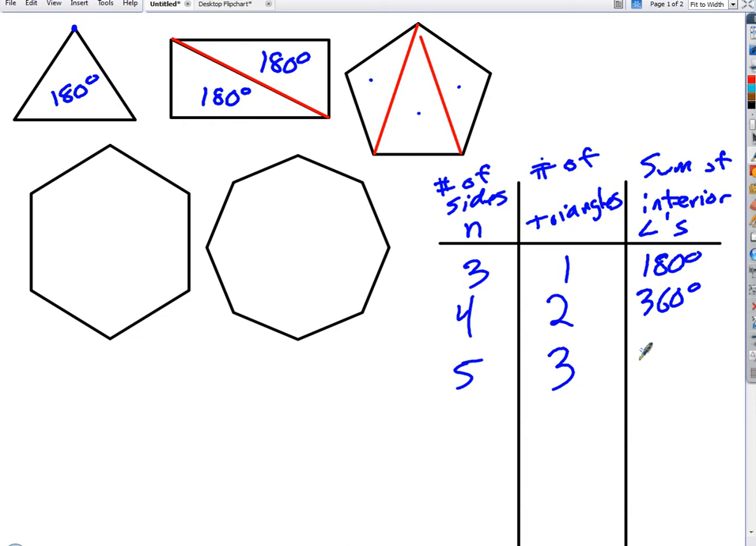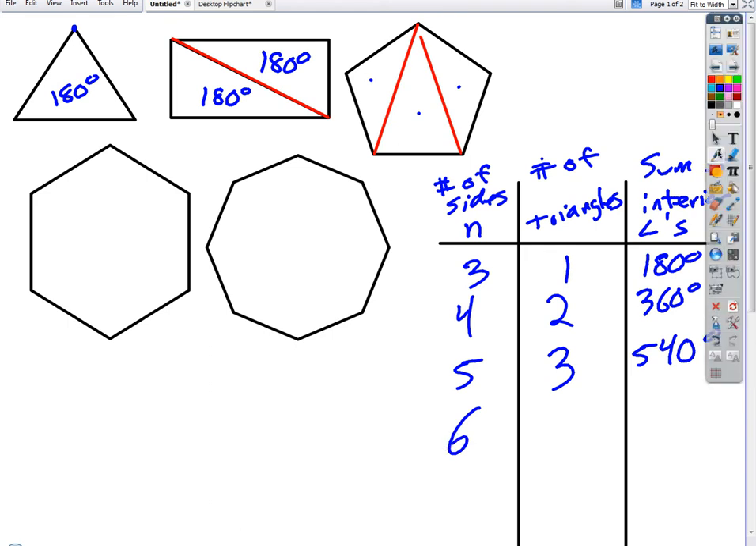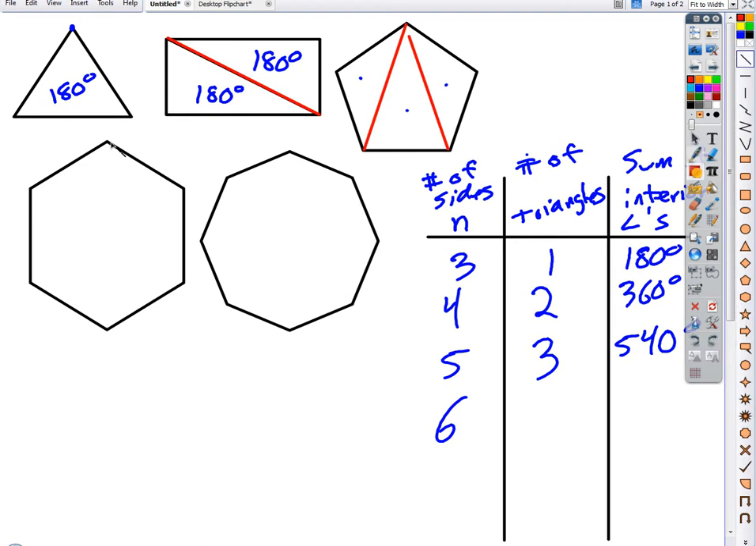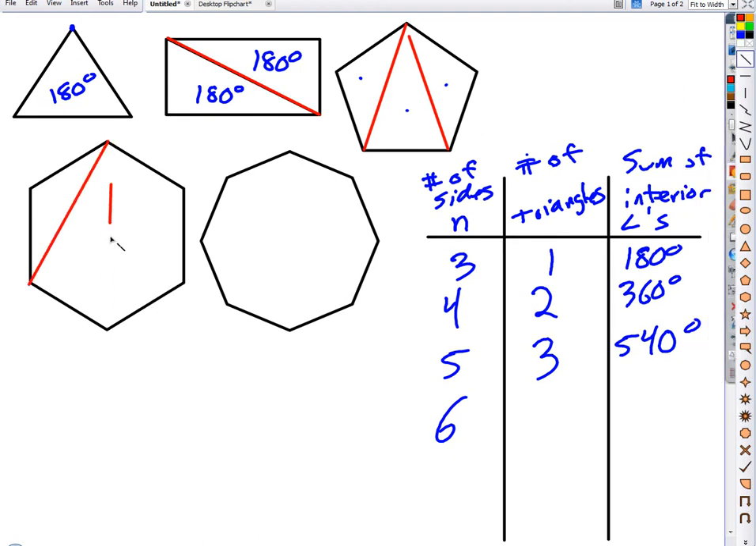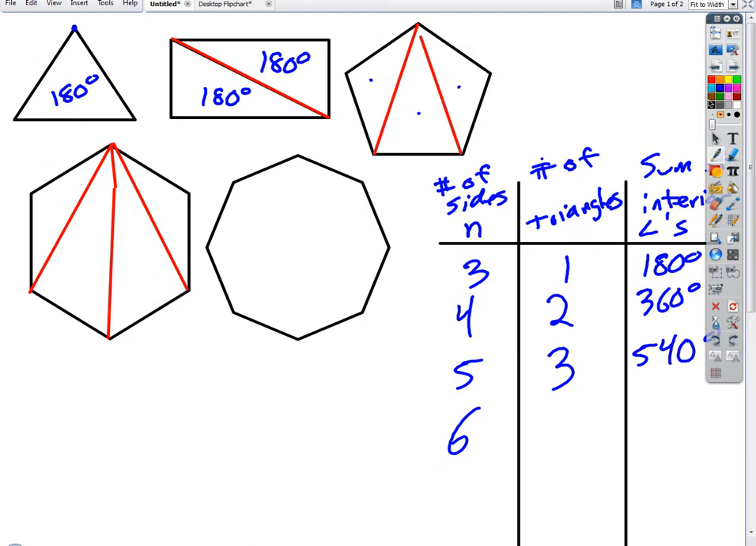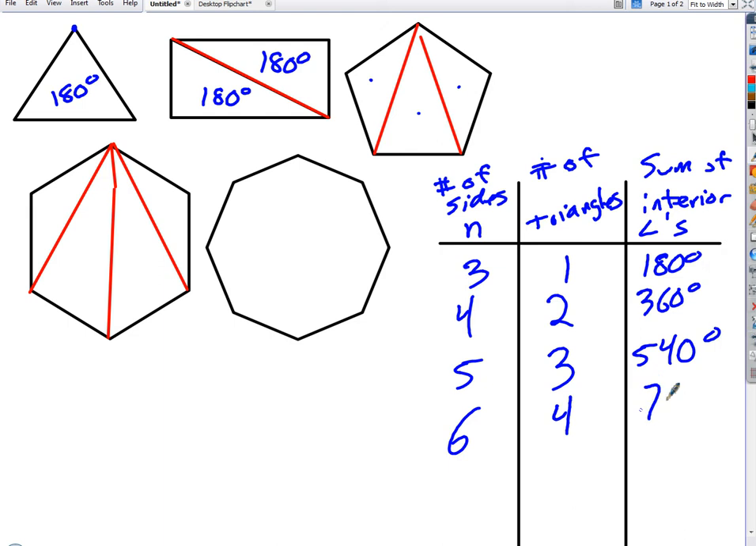For pentagons, it's going to be 540. And if we keep going with this, what do we got? 1, 2, 3, 4, 5, 6 sides. How many diagonals? 3. So we got 3 diagonals, 4 triangles. So how much angle then? 4 triangles, so 4 times 180, right? So it's same as 2 times 360.